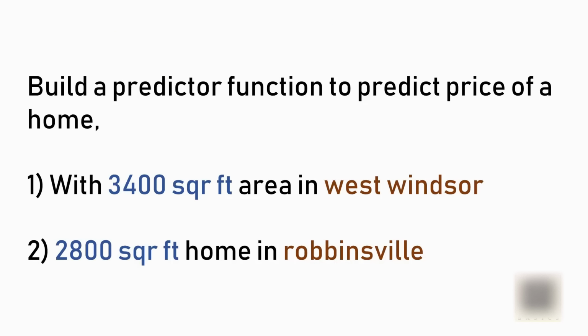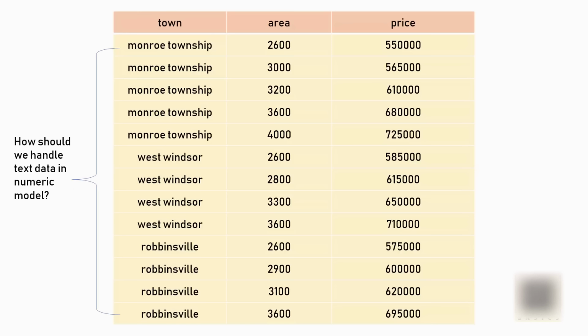Given this data, we want to build a predictor function that can take square foot of the home and name of the township as an input, and it can tell me the price. Now, when you look at this data, the first question that arises in anyone's mind is how do you handle the text data? Because machine learning models are good with handling the numeric data.